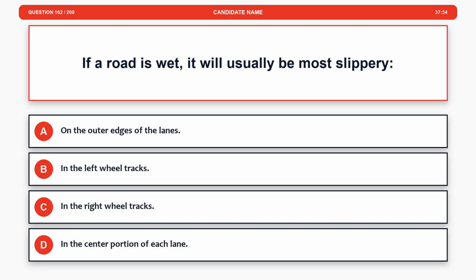Question 162. If a road is wet, it will usually be most slippery. Option A, on the outer edges of the lanes. Option B, in the left wheel tracks. Option C, in the right wheel tracks. Option D, in the center portion of each lane.